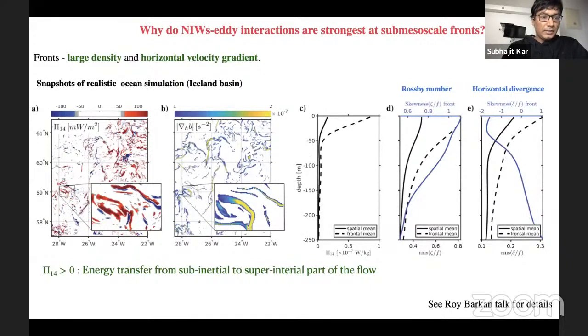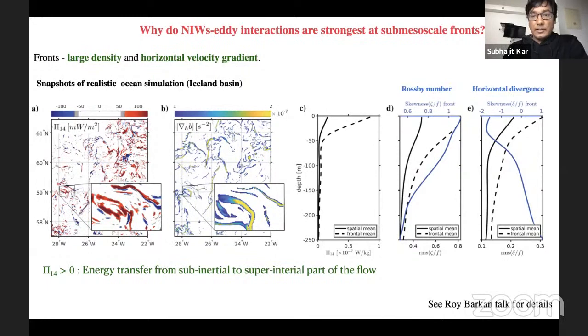On figure A, you are seeing the energy exchange between the subinertial and the superinertial part of the flow, and in figure B, you are seeing the frontal regions. If you look at figures A and B closely, you can see that the energy exchange is mostly happening in the frontal regions. So the question we are trying to understand here is why this energy exchange is more efficient in the frontal region.